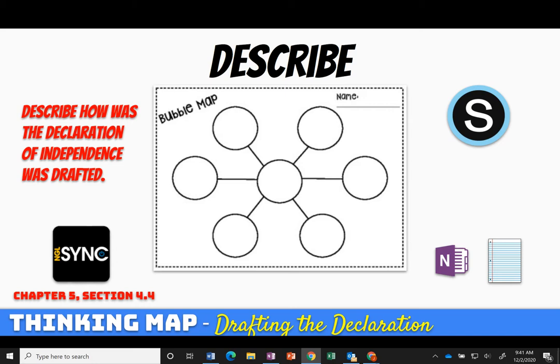Who else influenced Thomas Jefferson to draft the Declaration of Independence? How did he write it? Was it an argument? Was it a love letter? So you're going to describe these things and put them into your thinking map. Now you have a copy of this thinking map over in OneNote, of course, and then you would have to print it up and download it as a PDF or print it as a PDF, or you can put this on a sheet of paper and take a picture of it.